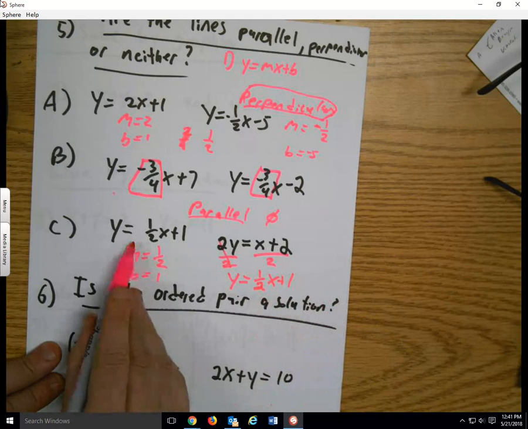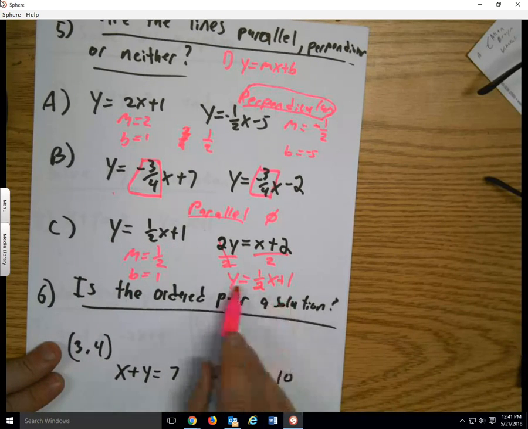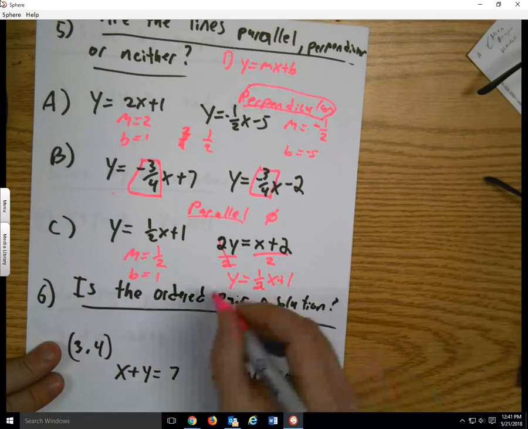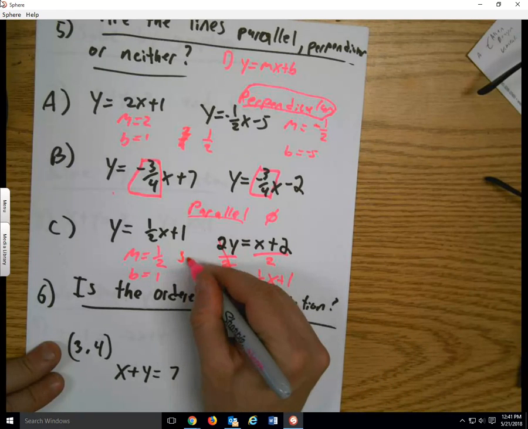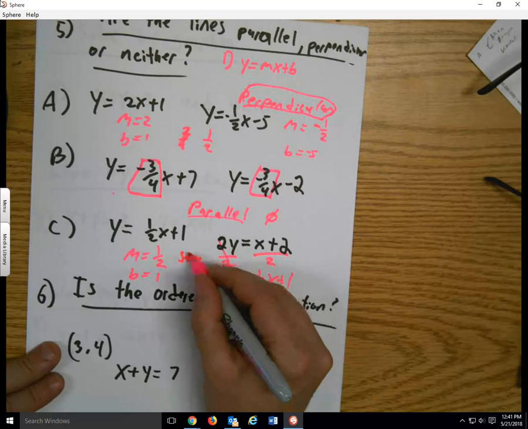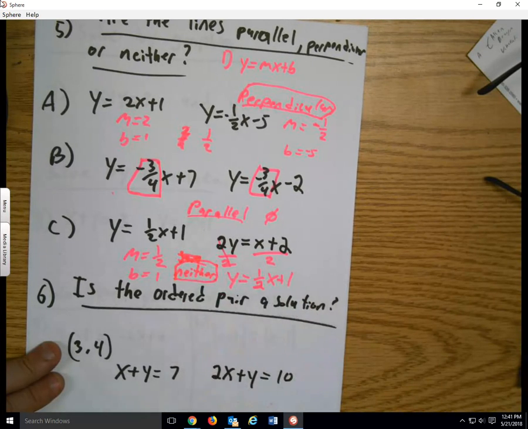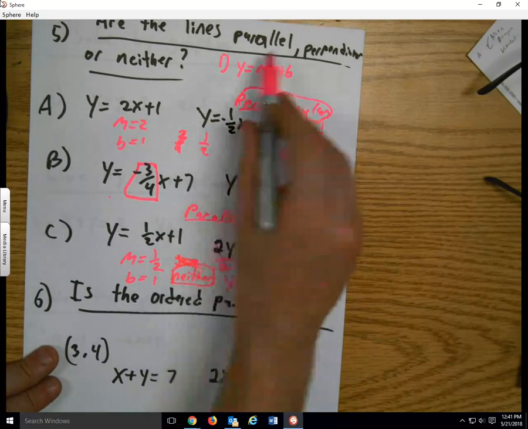Now looking at these two equations, we see that y equals half x plus 1 and y equals half x plus 1 are the same. So the answer is, are the lines parallel, perpendicular? No, it's not parallel, it's not perpendicular. They're the same line, but it's not giving me that as a choice, so I'm going to write they're neither. Neither was my only option out of these 3. Okay.